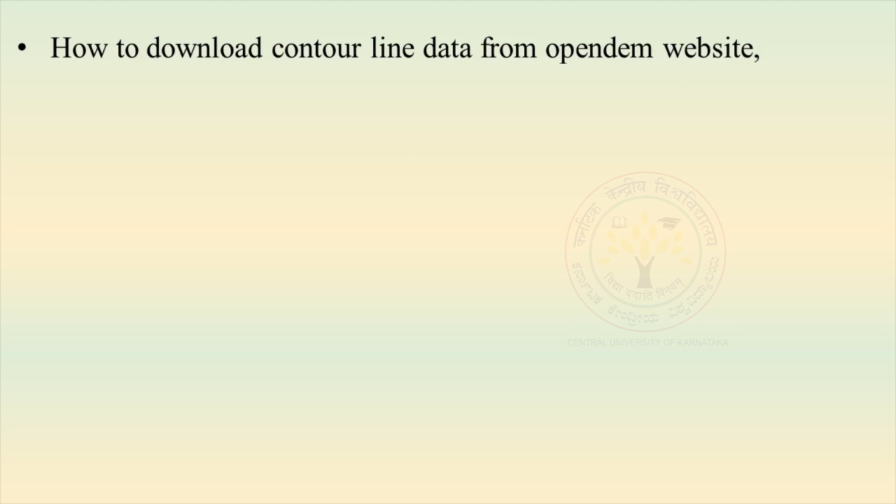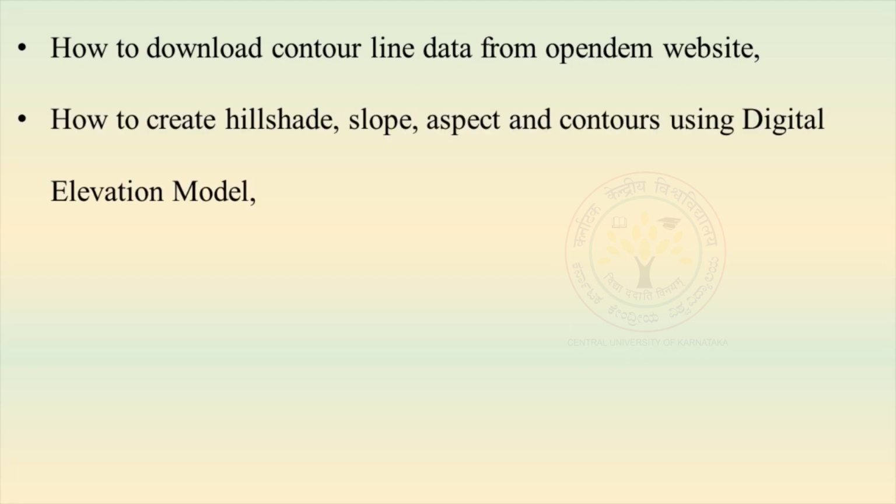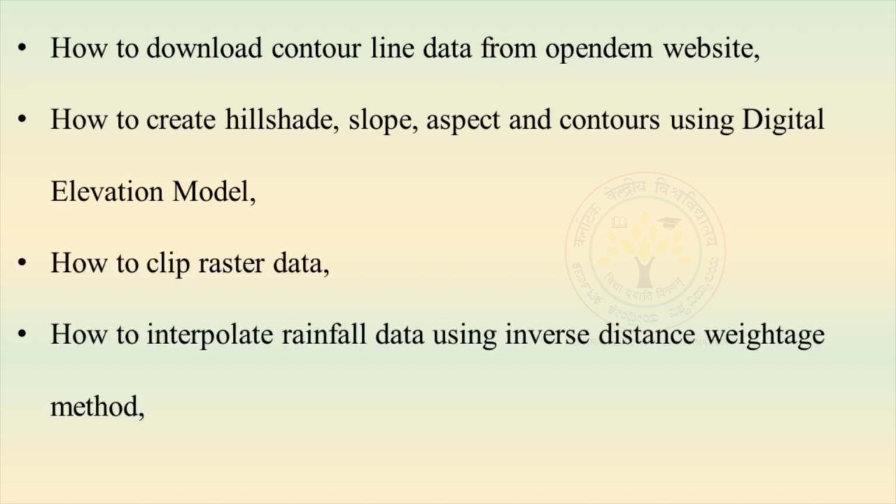In today's lecture, we have discussed how to download the contour line data from OpenDEM website and how to create hillshade, slope, aspect and contours using digital elevation model, and how to clip the raster data, and how to interpolate rainfall data using inverse distance weightage method.